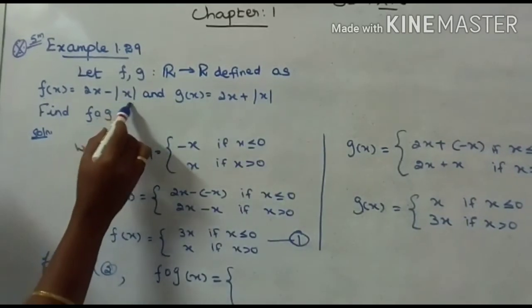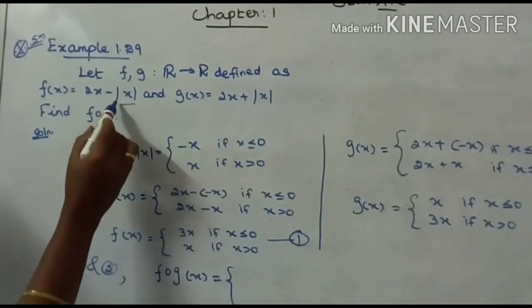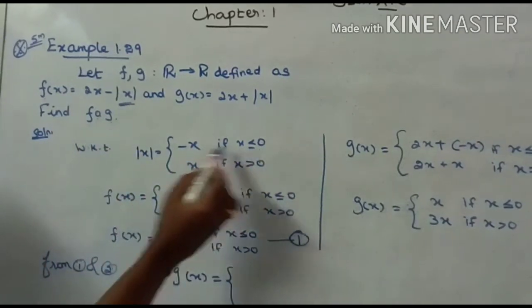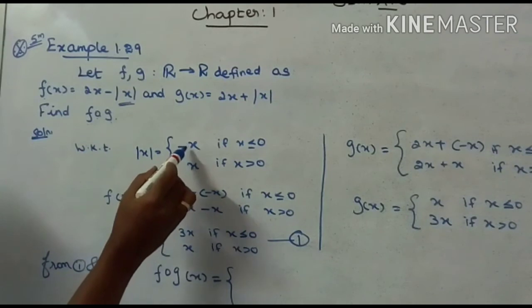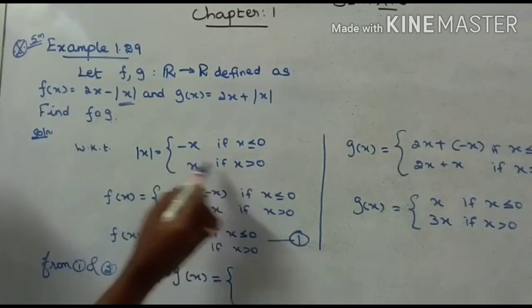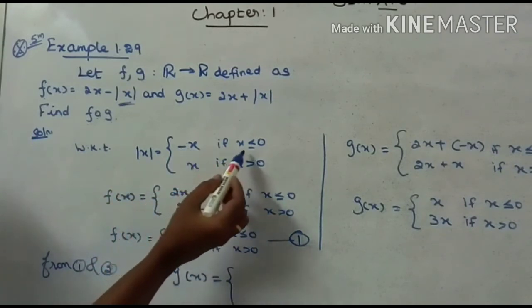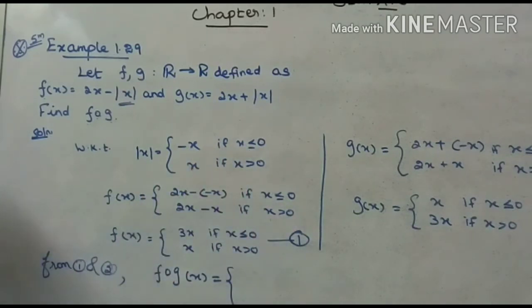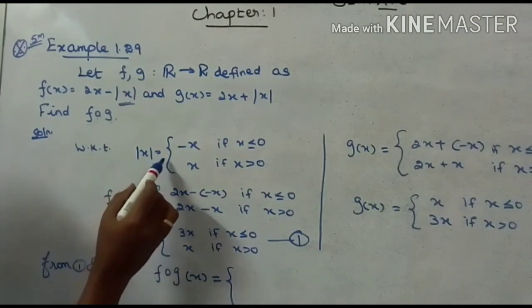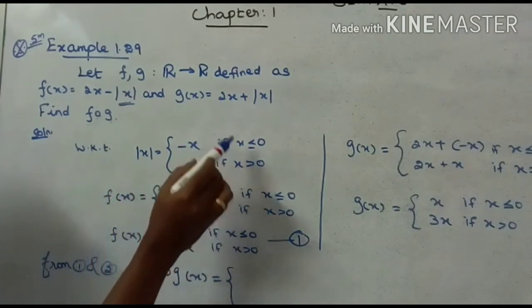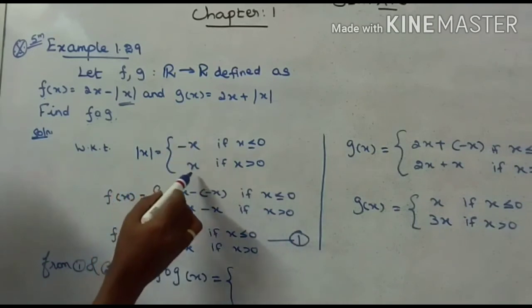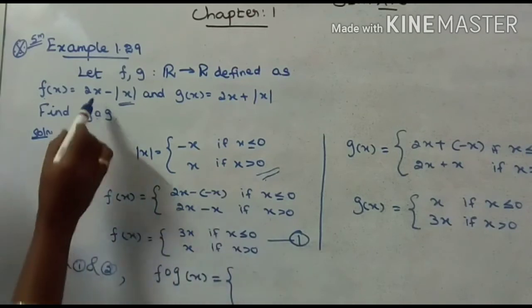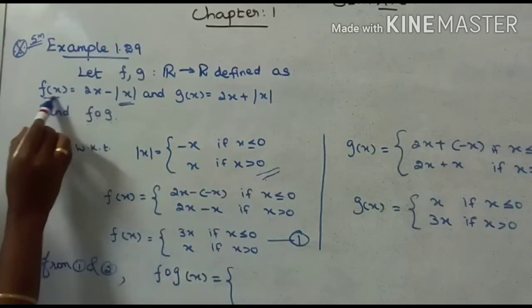You already know the definition of the modulus function, already explained. Modulus x definition: if x less than or equal to 0, then modulus of x value is minus x. If x greater than 0, then modulus of x value is x. The equal sign goes only with the negative side, otherwise positive side also, no problem. So modulus of x equal to minus x if x less than or equal to 0 and x if x greater than 0. We use this definition, apply it and find f of x.